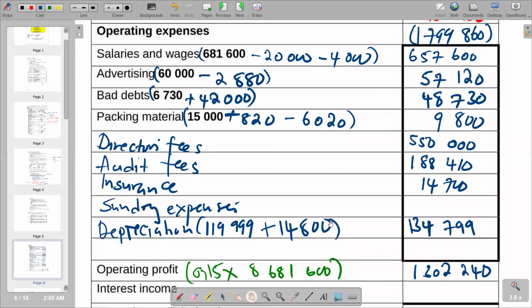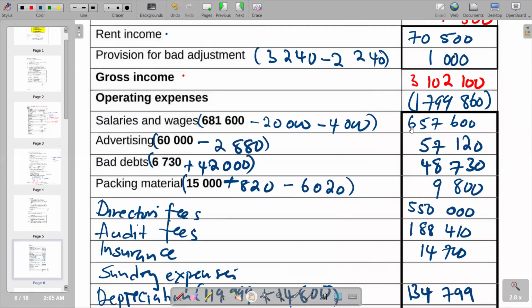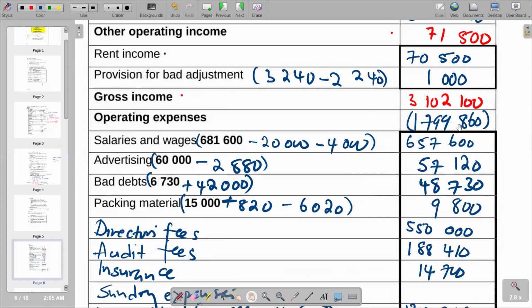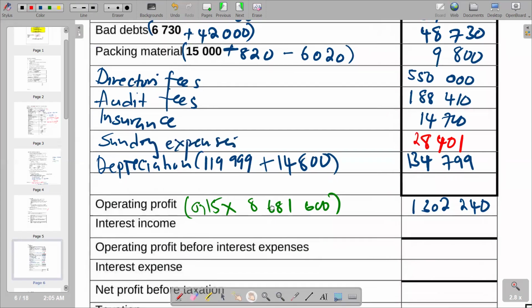So from here, we can now find the figure for sundry expenses, whereby we are going to say the total for operating expenses, 1,799,860, minus all what we have inside the box. We subtract all the expenses. Then we get your figure for sundry expenses. So here, if you calculate it very correctly, the figure for sundry expenses that you're supposed to get is 28,401. So basically, that's what we have.